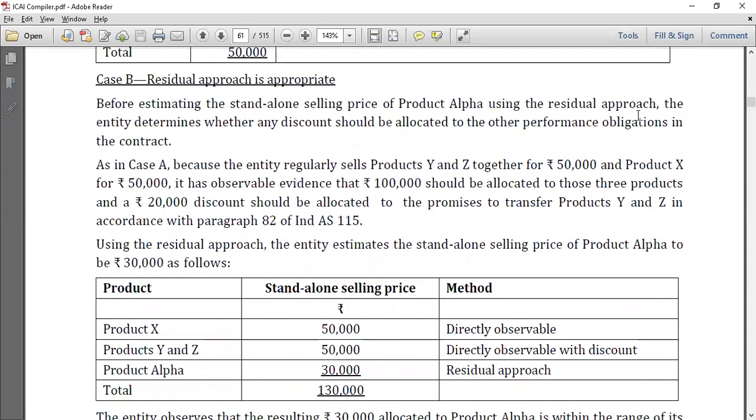You're using the residual approach here, and before estimating the standalone selling price of product alpha, you have to determine whether any discount is to be allocated to other performance obligations or not. Yes, in case A, because the entity regularly sells products Y and Z together for 50,000 and product X for 50,000, the same you will use here. It is observable evidence that 1 lakh should be allocated for all the three products, and now 30,000 is left. You can allocate it to alpha.